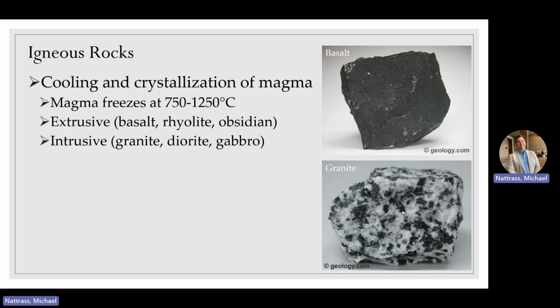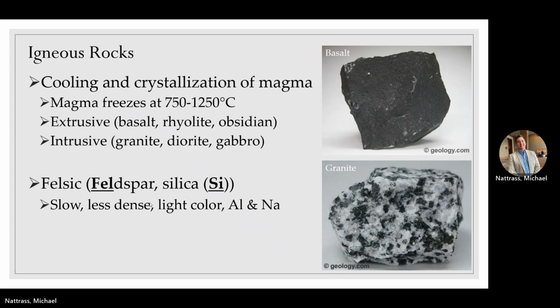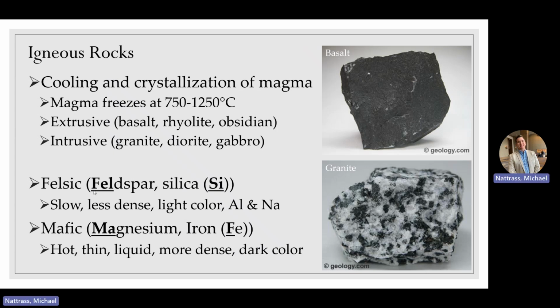Granite, probably not going to see a lot of granite because we use that for countertops. So it has a very hard composition to it. It doesn't break down very easily. Next, we have our feldspars. We have a felsic, which is feldspar and silica. That's where we get felsic from. Or maybe it's mafic, where we have magnesium and iron in this.